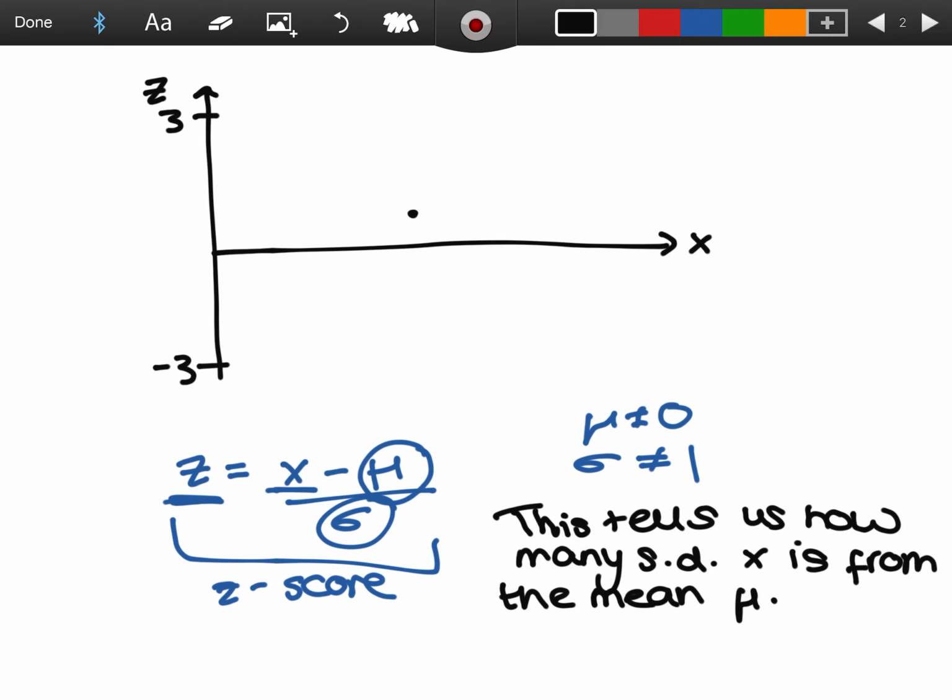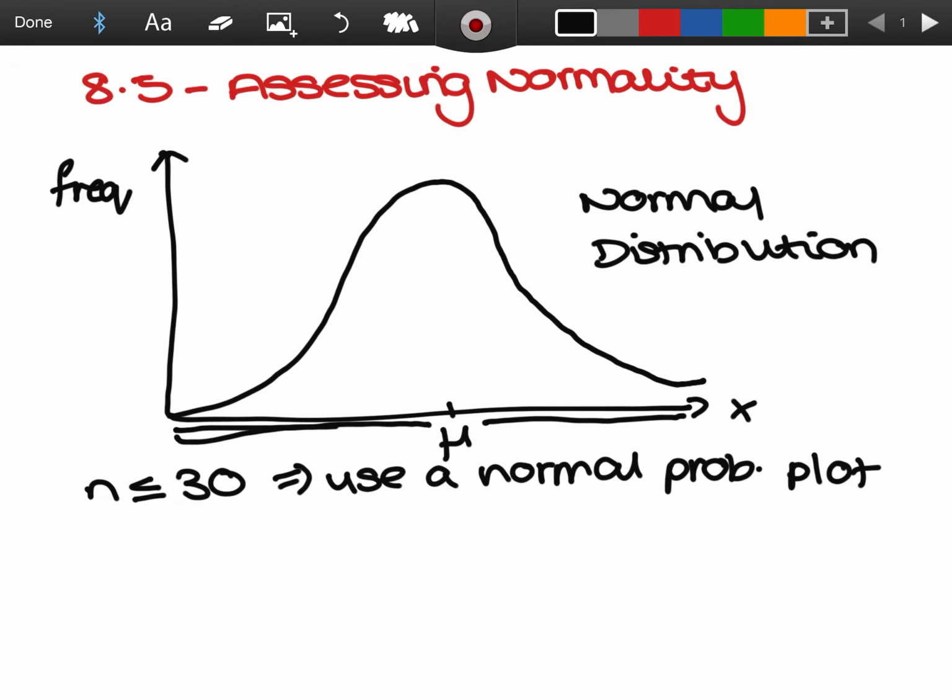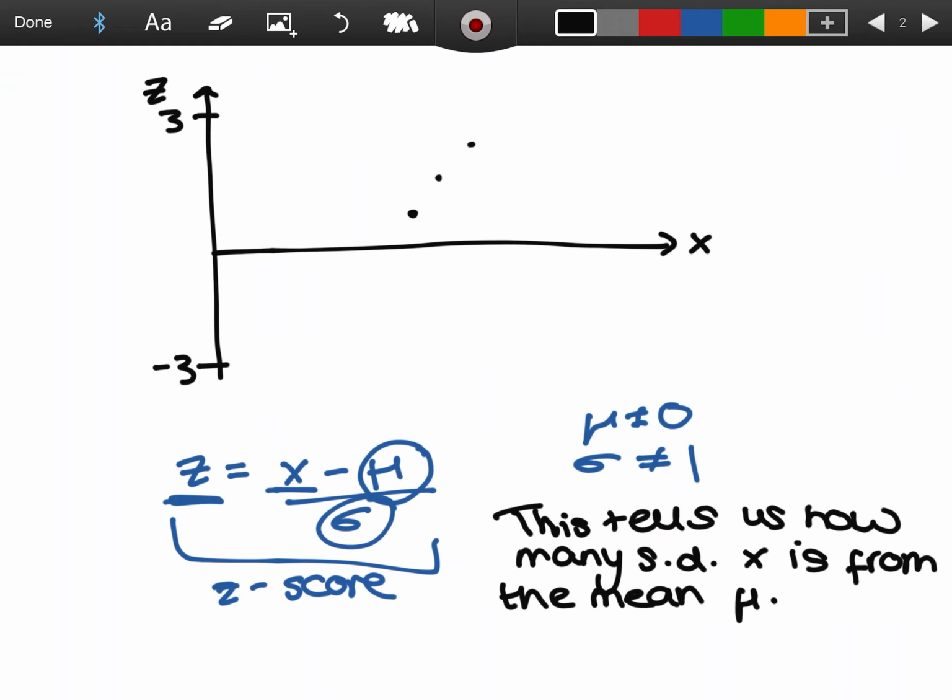If my x value is above the mean, then when I do x minus the mean, I'm going to get a positive value. Divided by the standard deviation, which is always positive, I know that z must be positive. So for any of my data points above the mean, z is going to be a positive value.